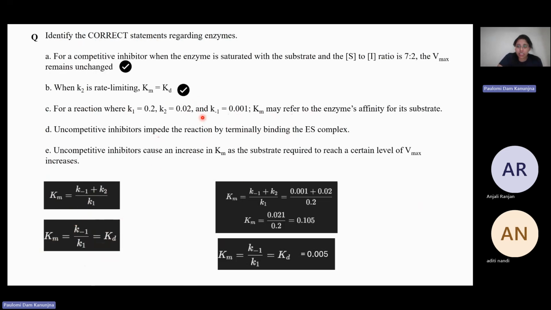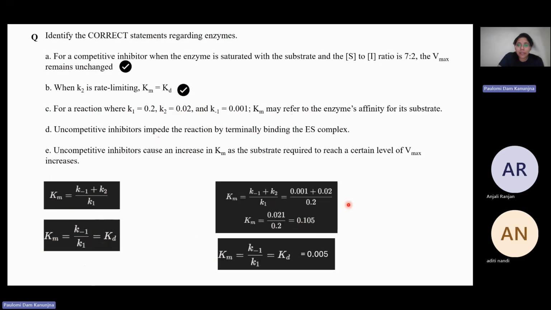But if you see here, your K2 is not negligible or not very small. So you have to consider this. And when you do that, your Km becomes different from your Kd. And then your Km doesn't really show the affinity. It gives an idea, but it is not the perfect correlation for your enzyme's affinity. So that's why it is incorrect here. And you people got that right.